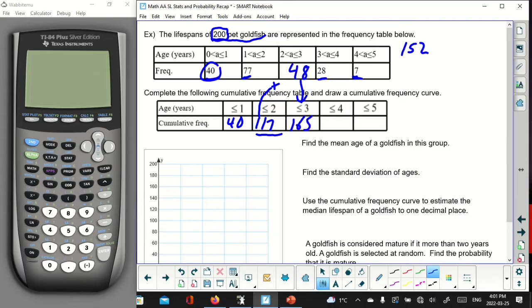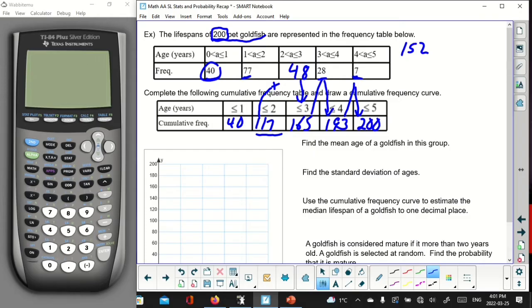Similarly, up to 4 years old, well, let's just add on these 28 more, and that would give us 193. And then for the cumulative frequency, it should end up with 200 of them are up to 5 years old. The next thing we're asked to do is find the mean age of goldfish in this group. So we're going to do this in our GDC.